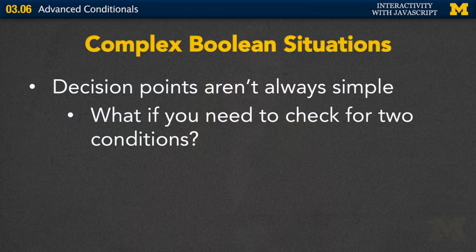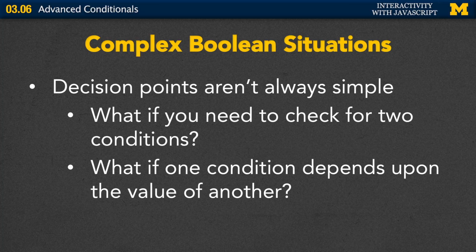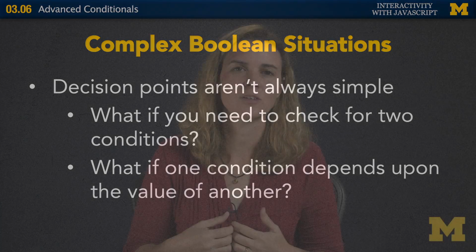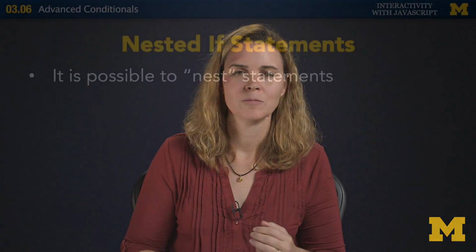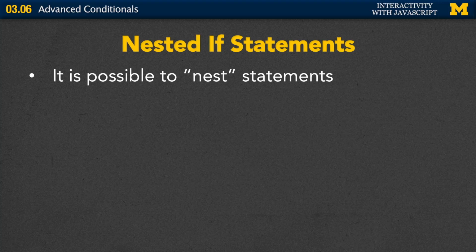In our earlier examples, the decision points tended to be pretty simple, but it's not always going to be that way. What if you need to check for two conditions? Or what if one condition depends upon the value of another? I'm sure you can think of lots of everyday situations where when you make a decision, it depends on more than one thing. Even if you're going to go to a movie, you need to decide, is the rating okay and is it as much as I want to pay? So let's talk about what we call nested if statements.